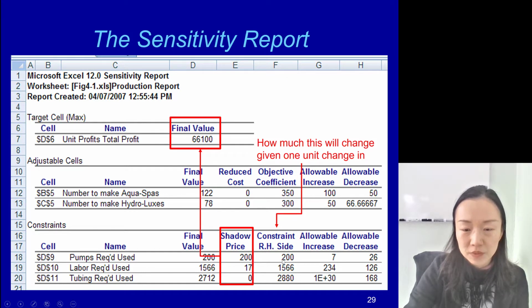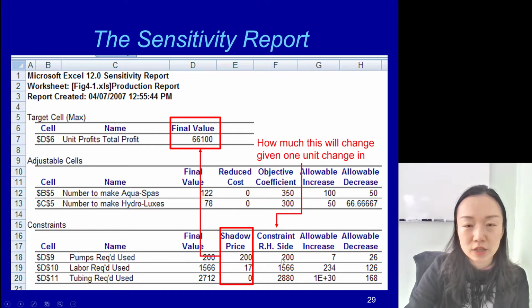So for example, if you increase the right-hand side of this first constraint by 1 unit, okay, currently it's 200. It's the x1 plus x2 less than or equal to 200 constraint. And if you change the right-hand side, making it x1 plus x2 less than or equal to 201, then you are increasing the right-hand side by 1 unit. And this 1 unit of increase will bring 200 units of increase to the final value of your objective function.